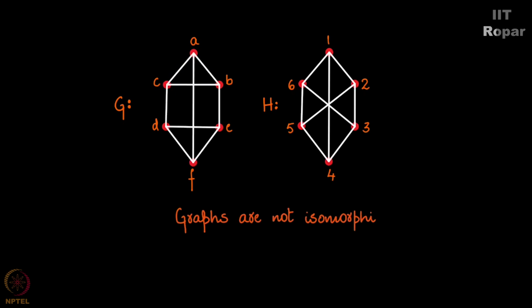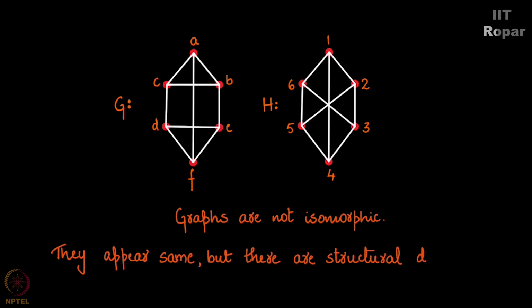They appear the same, but there are some structural differences in them. There is no way I can modify G and get H. By modifying, I mean I will not disturb the adjacencies, but I'll just push and pull around the graph and make it appear like H. Come what may, this will not happen because a triangle is present here, but a triangle is not present here.